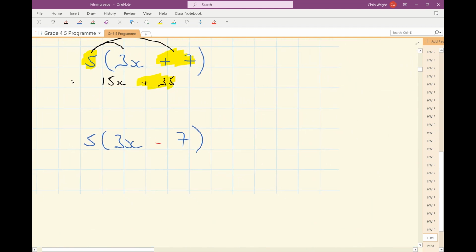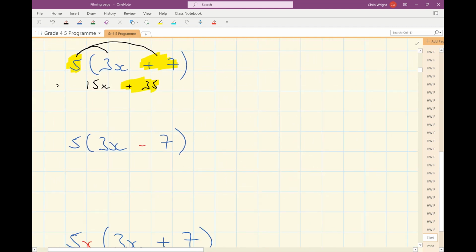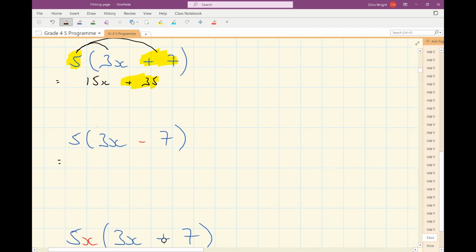Now, what if that sign inside the bracket changes to a minus 7? Well, follow the same method. 5 times 3x is 15x. Now, I like to copy the sign and then go 5 sevens are 35. But you might like to say 5 times minus 7 is minus 35.